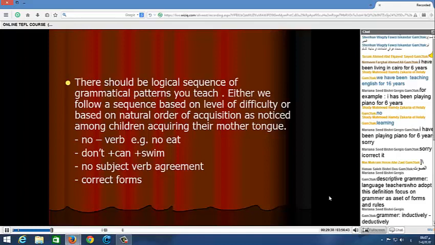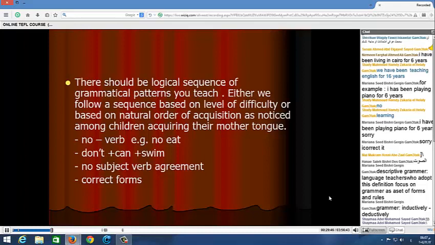So we either follow a sequence based on level of difficulty, on the linguistic difficulty of the tense, of the grammatical rule, or based on natural order of acquisition. And that's exactly what happens with young children. They usually begin by using the ing form because it's simplest for them to begin with. So why shouldn't we begin with the ing form and the present continuous tense with adult learners of English? Which way to choose, which way to go, depends on your own situation.